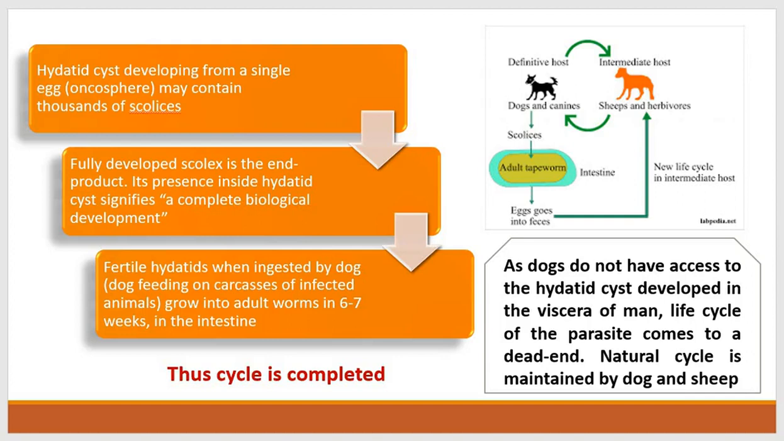So the cycle has to continue, right? It had started from the embryo, and now there is complete biological development in the form of the scolex inside the cyst. Now when fertile hydatids are ingested by the dog while feeding on the carcasses of infected animals, they grow into adult worms in 6 to 7 weeks in the intestine. Thus the cycle is completed. As the dogs do not have any access to the hydatid cyst developed in the viscera of man, the life cycle of the parasite comes to a dead end, and a natural cycle is maintained by the dog and the sheep.